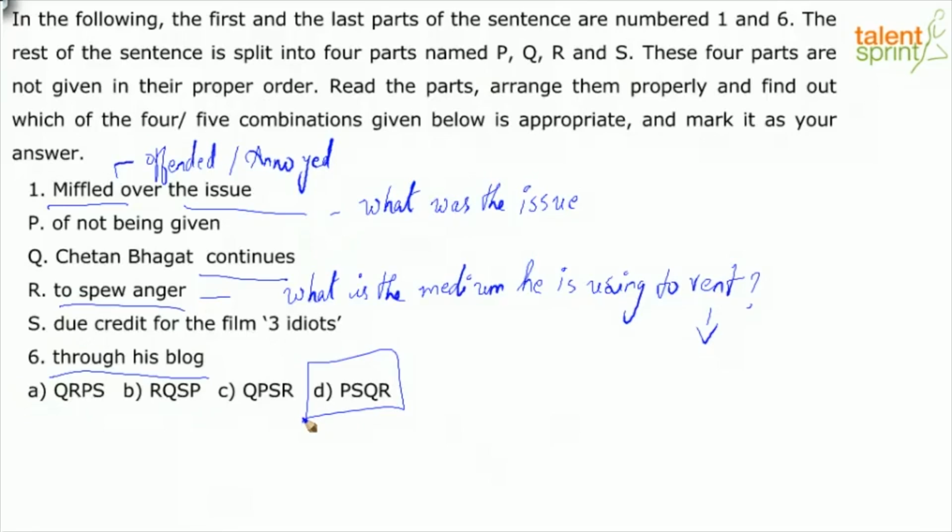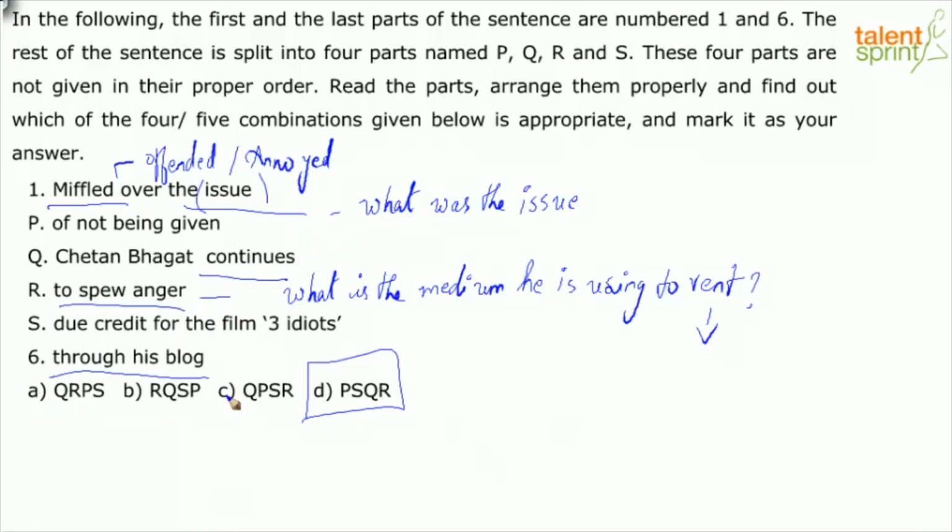right? The only thing that we need to do to differentiate between A and D is to address and ask the relevant questions, right? Miffled over the issue. There, for me, the clue word is the issue. So what is the issue about? The issue is not Chetan Bhagat continuing to spew anger through his blog. The issue is he's not being given due credit for the film 3 Idiots. And because of which, what is he doing? He's continuing to spew anger through the medium of the blog, right? So the answer is PSQR.